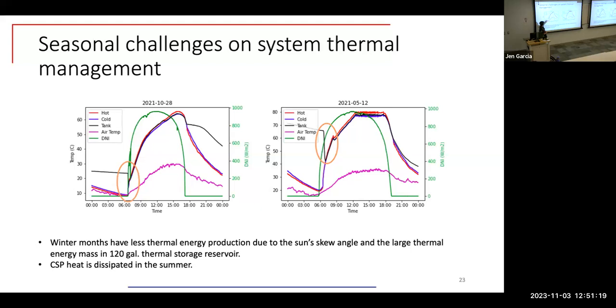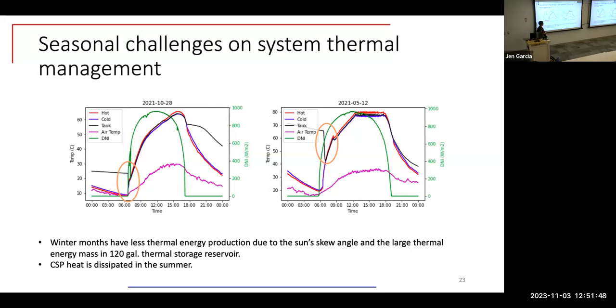But what we see, if we're just looking at the temperatures, so the scale is a little bit different, is that we go from 0 to 60 in the winter months, right? And we aren't really able to get much higher than 60 degrees Celsius, whereas in our summer months, we're able to get to much higher than 80 degrees Celsius. We have so much energy that we need to dissipate in our system. And this is a system sizing question.